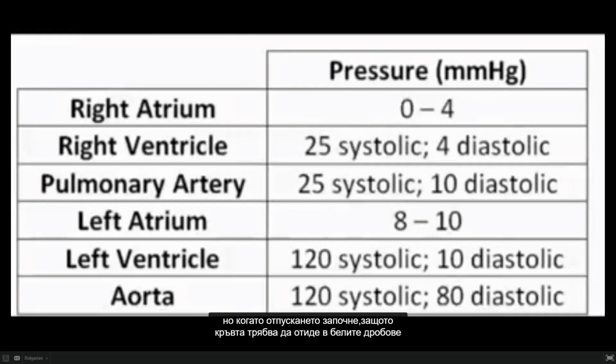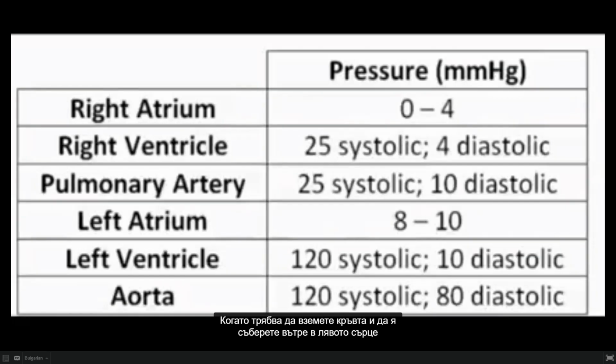But when the relaxation starts, the blood is supposed to go into the lung like a river, how is it in English, like a river crossing the land and just going inside the earth smoothly. Then 25 millimeters of mercury becomes 10, just slowing down, because you have a huge number of vessels inside the lungs, and the blood goes slowly to each one.